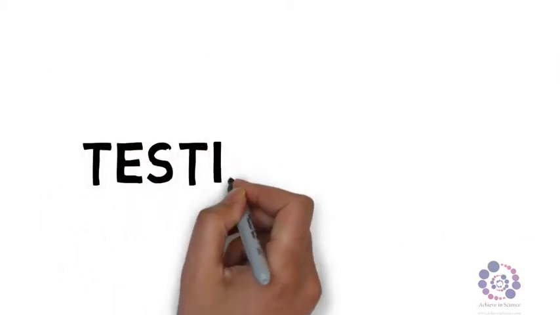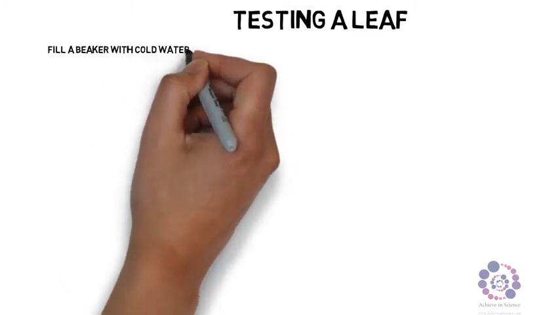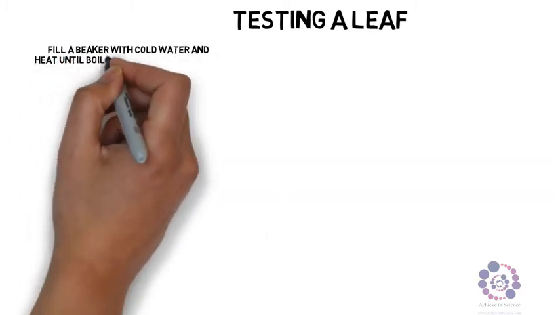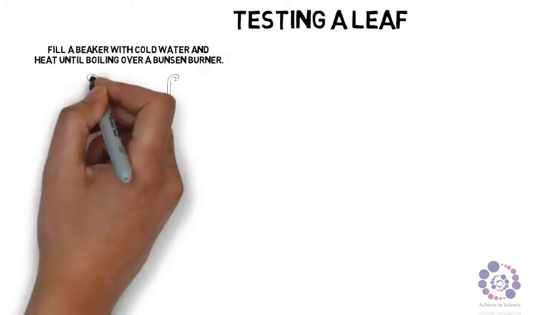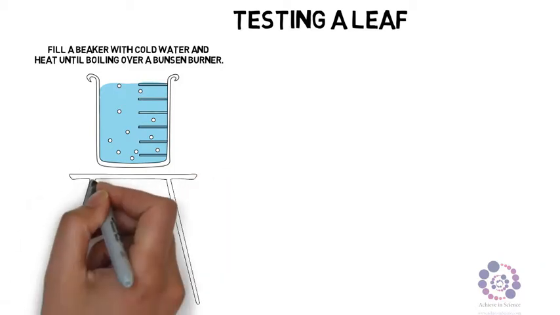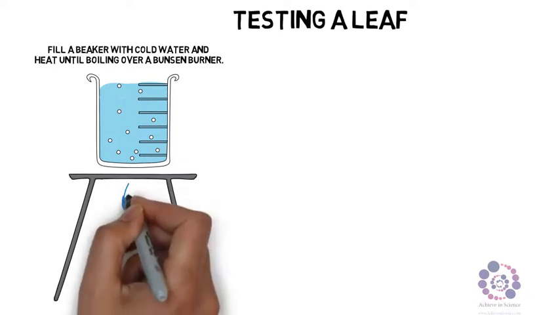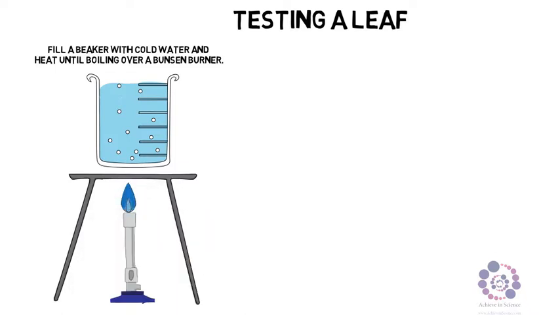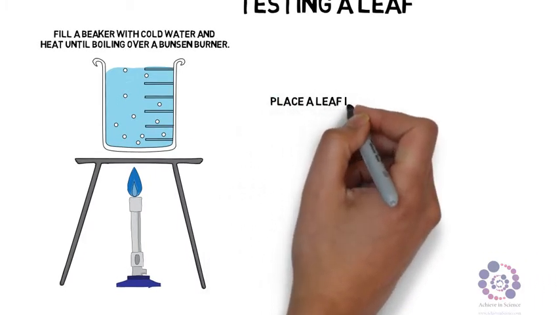So we said that starch can be made by plants, where glucose is converted to the insoluble form of starch for storage. Let's test a leaf for starch then. So first of all, you must take a beaker of cold water. Fill that beaker up and then place it over a Bunsen burner sat on a tripod. Heat that water until it is boiling. Once it is boiling, you need to place the leaf inside the beaker of hot water.